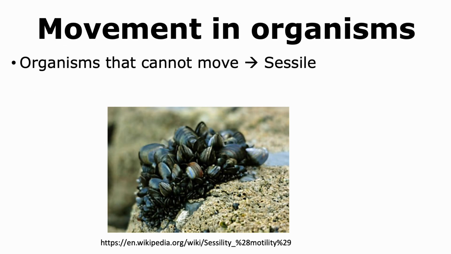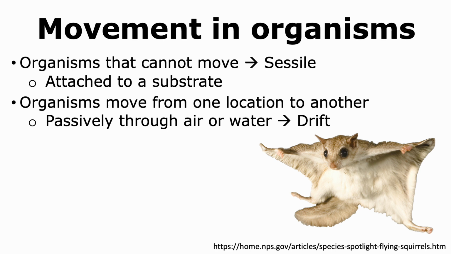When we look at the different organisms on Earth, not all organisms can move, and hence they are called as sessile. These organisms are unable to move because they're attached to a solid support or a substrate. On the other hand, there are other organisms that are able to move from one location to another. They are able to do so passively through physical forces like air or water, and in such cases this is called as passive drifting. For example, the flying squirrels that are there cannot technically fly, but they're able to glide through the air in order to show that flying effect.